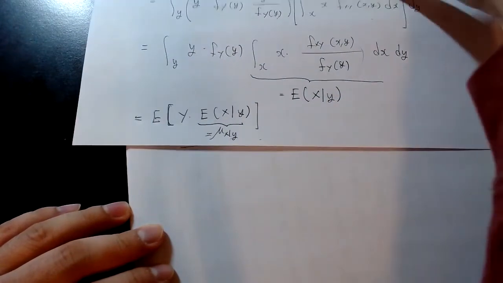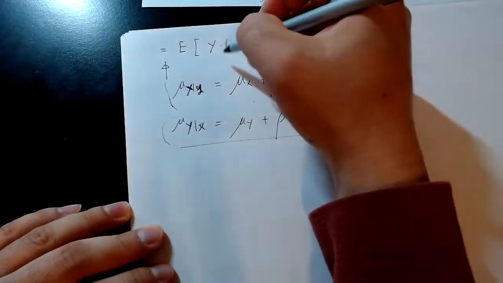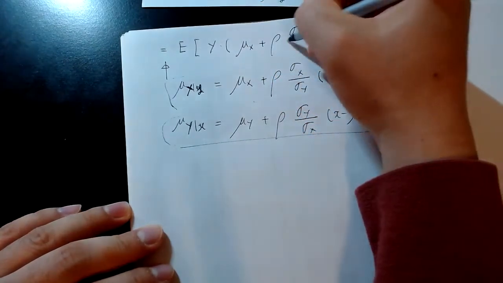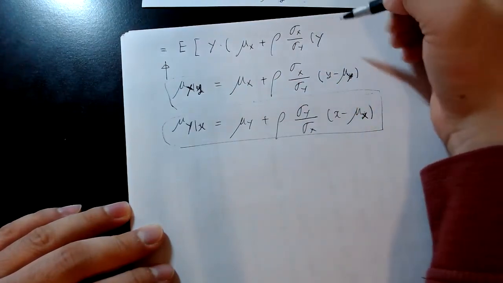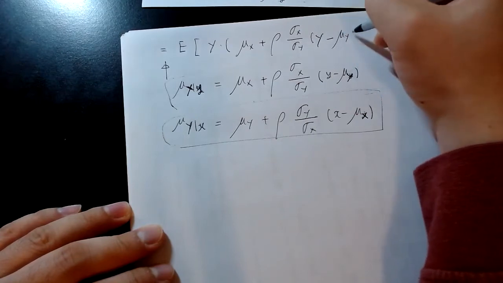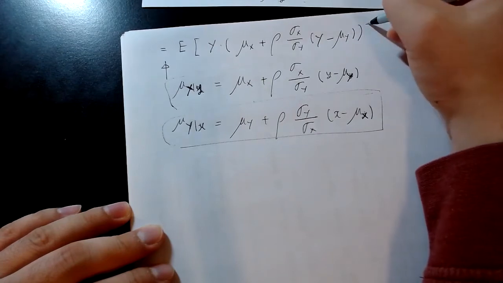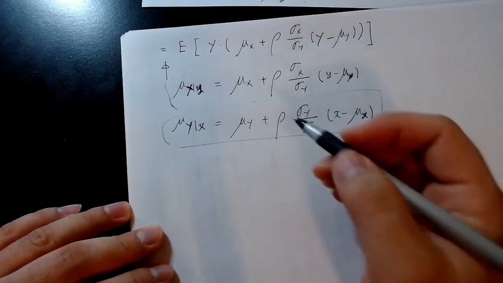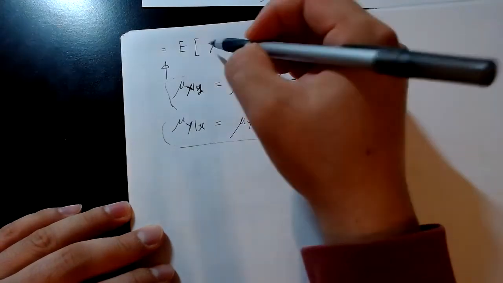Now, y times (mu x plus rho times sigma x over sigma y times (y minus, in this case we have to write capital letter Y, mu y)), with double parentheses and then a closing bracket. Okay, so now what? Give me a second. Yeah, I'll distribute y.